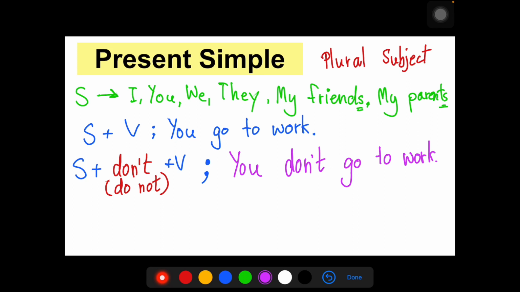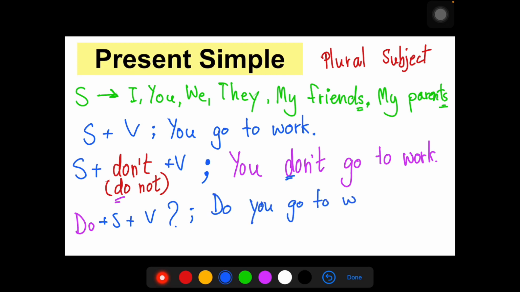Alright, and another one is the interrogative form, which we call the question form. For that one we need the helping verb do to be in the front, right? Yes/no questions begin with do, followed by the subject and then the verb. For example, this one we use do. Do you go to work?